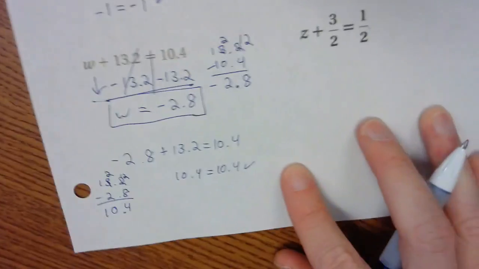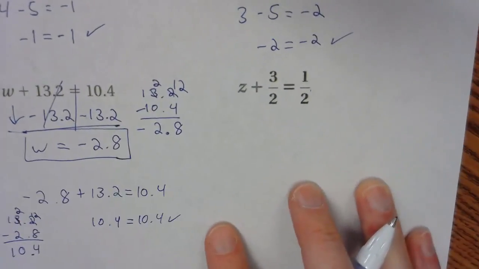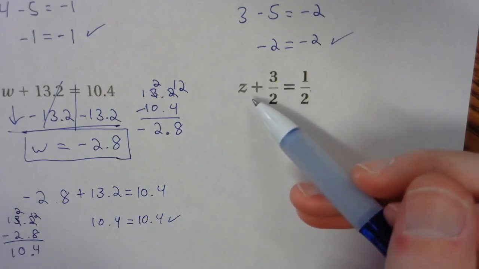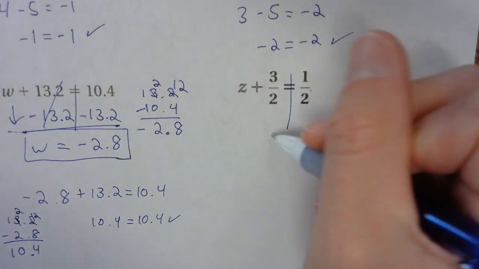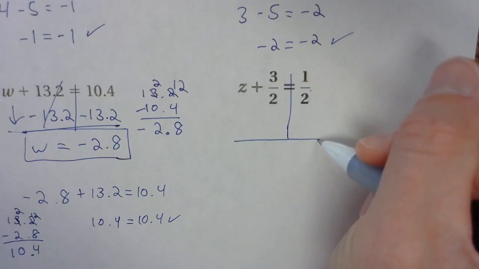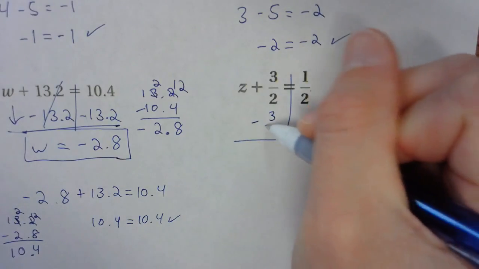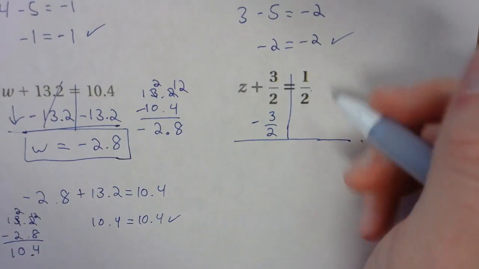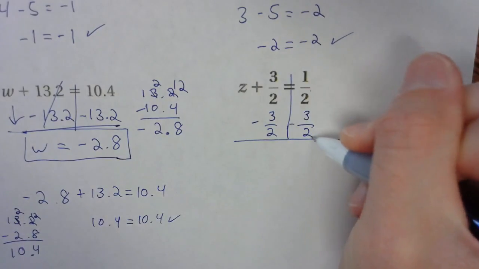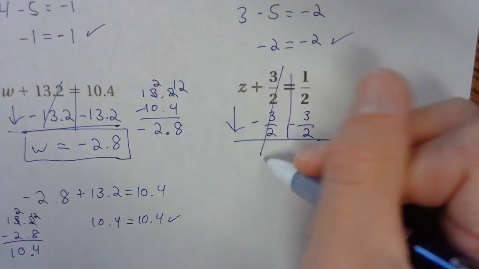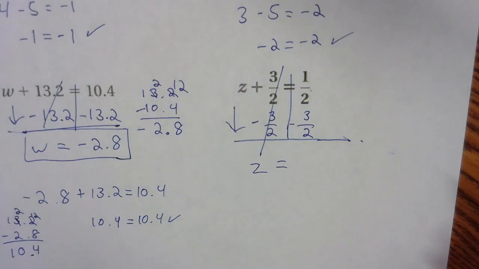Alright, now let's look at fractions. Same things as decimals, you should not be doing any of this in your head. I always start on the side that has the variable. The opposite of positive 3/2 is negative 3/2. Whatever I do to one side, I do to the other. Opposites cancel. Bring down your variable. Bring down your equal sign.